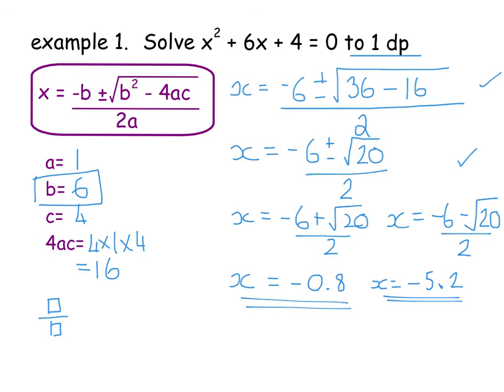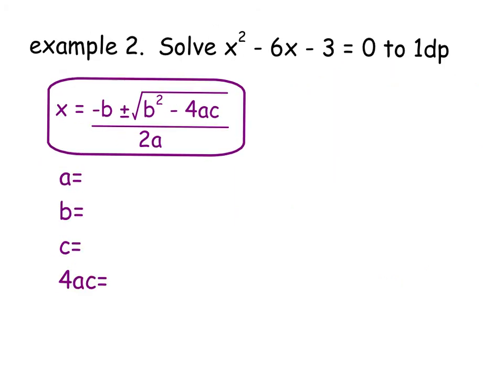Okay, so that's your first example. And hopefully you've not found that too bad. Let's go have a look at another one where we've got more chance of getting caught out and making mistakes based on negatives all over the place. So example 2, this time we've got 2 negatives in the trinomial. But as long as we are very careful, it shouldn't be an issue.